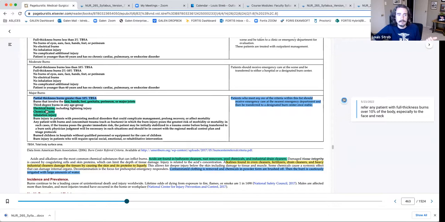Any kind of electrical burn, any kind of chemical burn, any inhalation burns, third degree burns. These are the kinds of patients that have to be sent out. So don't miss that. Those are safety concerns, so make sure you understand those.